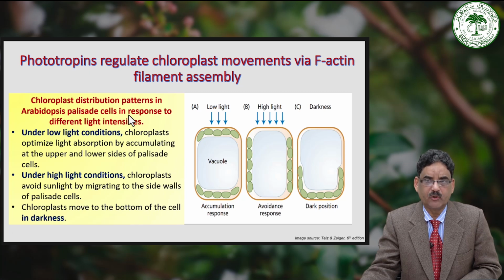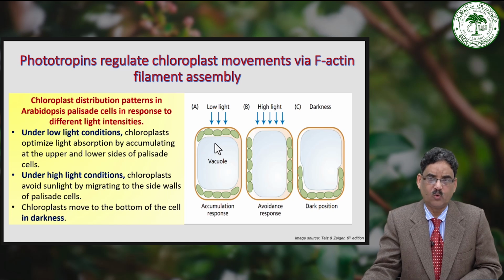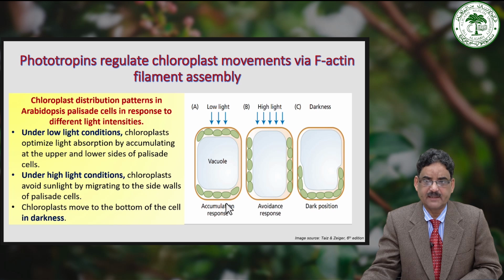Phototropin also regulates the movement of the chloroplast. As you can see in these figures, it illustrates the chloroplast distribution pattern in Arabidopsis palisade cells in response to different light intensities. In conditions of low light, chloroplasts tend to aggregate near both the upper and lower surface of the leaf palisade cells, effectively optimizing their absorption of light.